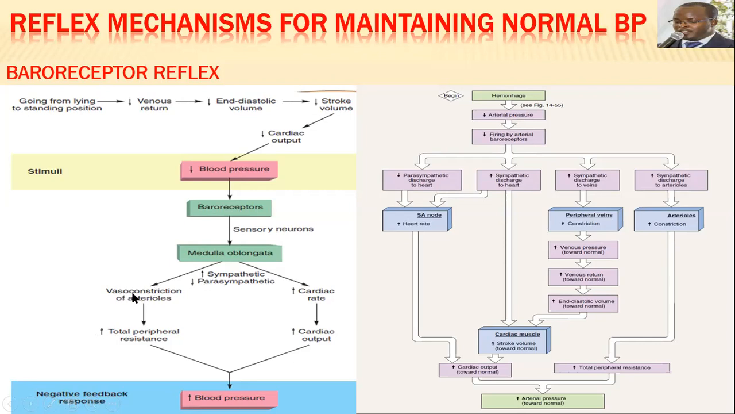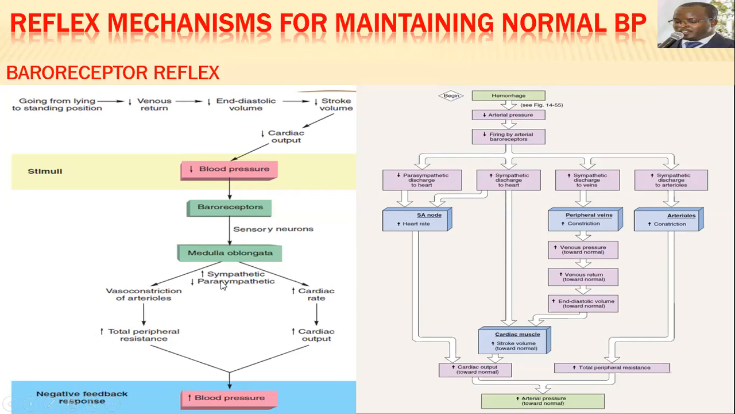If you have vasoconstriction of arteries, you are increasing total peripheral resistance. If you are increasing total peripheral resistance, then that will result in an increase in blood pressure. So you can see that the blood pressure will increase as a feedback mechanism.